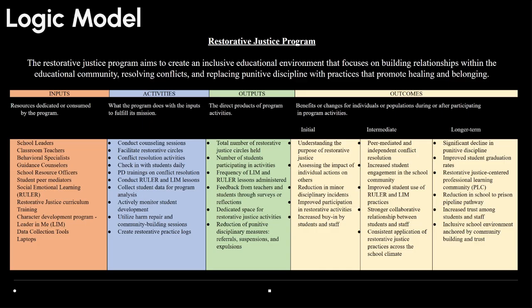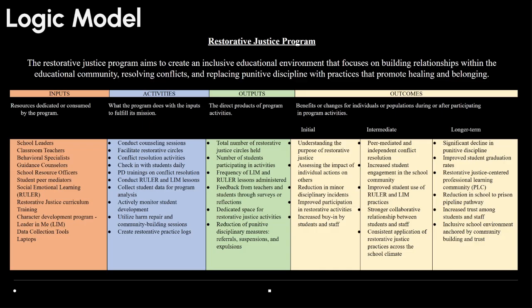Some of the inputs include classroom teachers, behavioral specialists, guidance counselors, and school resource officers. Some of the activities include creating restorative practice logs, utilizing harm repair and community building sessions, and facilitating restorative circles. Some of the outputs include dedicated spaces for restorative justice activities and feedback from teachers and students through surveys or reflections. The outcomes will be initial, intermediate, and longer term.